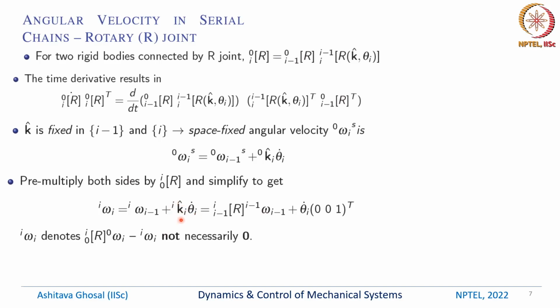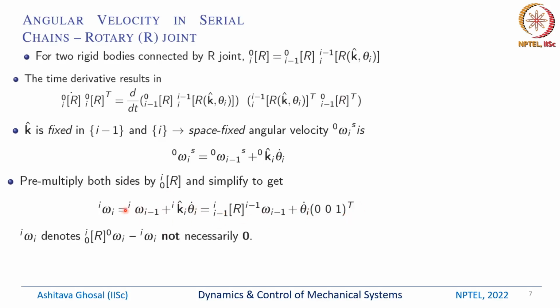So what is the k axis in its own coordinate system? It depends on what is chosen as the k axis. Most of the time the rotary joint is assumed to be along the z axis. So k_i is nothing but the z axis in its own coordinate system, hence that is (0, 0, 1). So this term will become theta dot_i times the column vector (0, 0, 1).